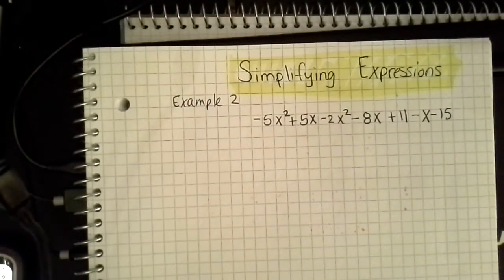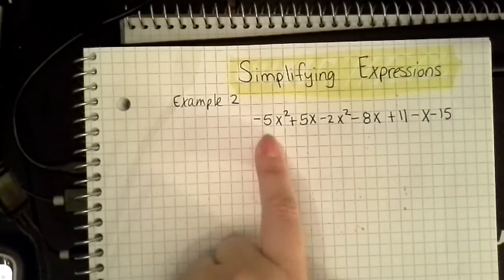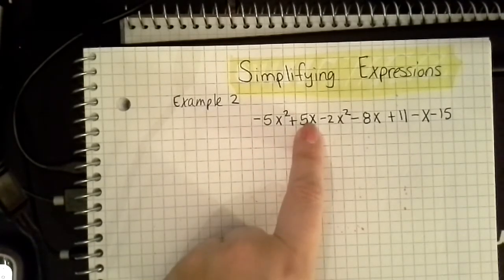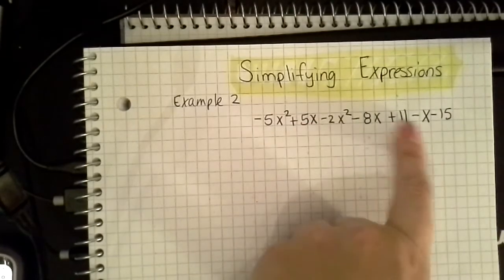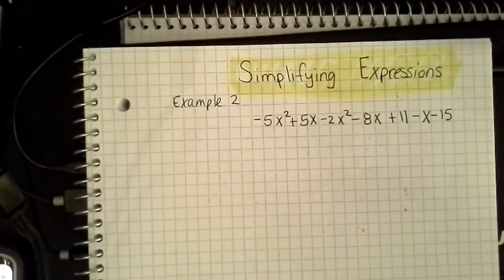This is a second example of simplifying expressions. If you look at this expression, we have terms that have an x squared, we have terms that have an x, we have terms that are on by themselves. These are our constant terms. So I'm going to go ahead and start circling the ones that are alike.